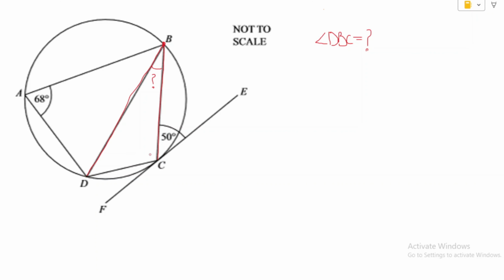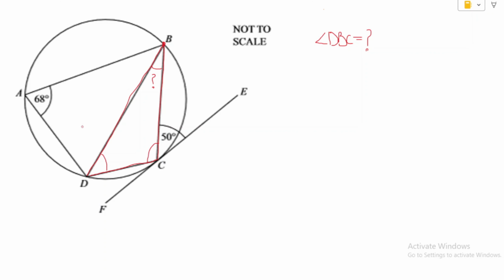Now, if we want to find out this unknown, which is DBC, look, it's a part of a triangle. If you look at it, DBC is a triangle. So if you want to find this unknown, you must know the rest of the two angles. And if you know the rest of the two angles, then you can find out this angle. So we want to find out this angle and this angle.